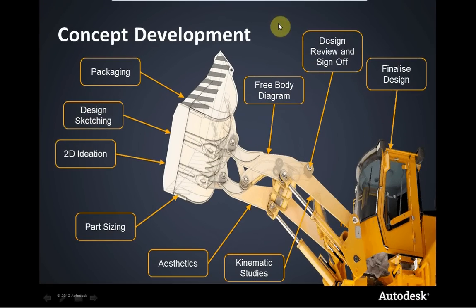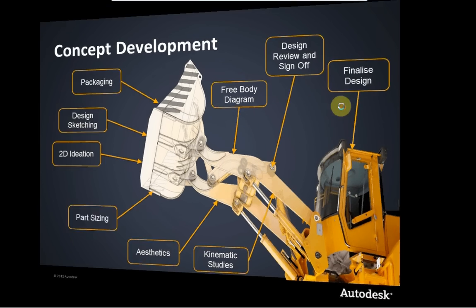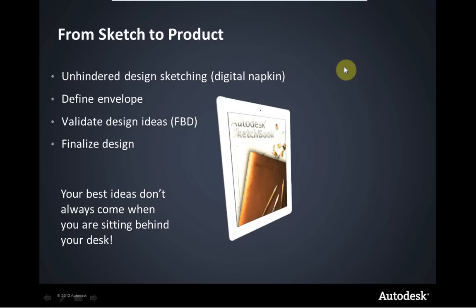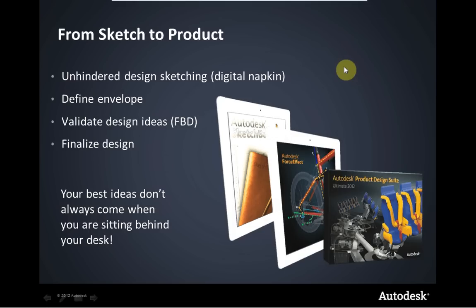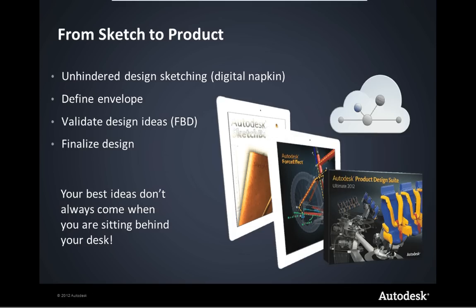Okay, so let's have a look at concept development. We've got an idea, we want to do something perhaps off-site. We may not have the software available to us on our hard drive or on our main computer. So Autodesk gives you the ability to transition from sketch to product. And this can either be via the cloud, using something like Sketchbook on an iPad or an iPhone or an Android product, or in Sketchbook Designer that we get with Product Design Suite.